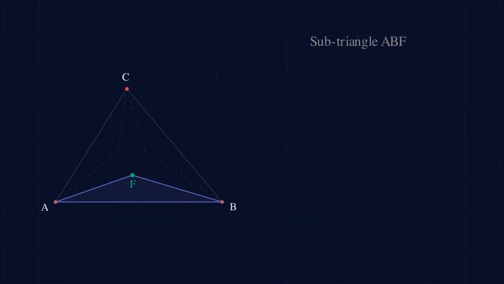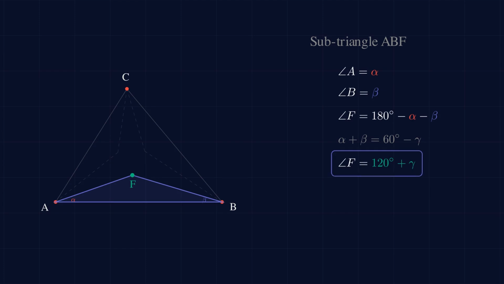The angle at A is alpha, 1/3 of angle A. The angle at B is beta, 1/3 of angle B, so the angle at F must be 180 minus alpha minus beta. But we showed alpha plus beta equals 60 minus gamma, so the angle at F is 180 minus 60 plus gamma, which is 120 plus gamma.